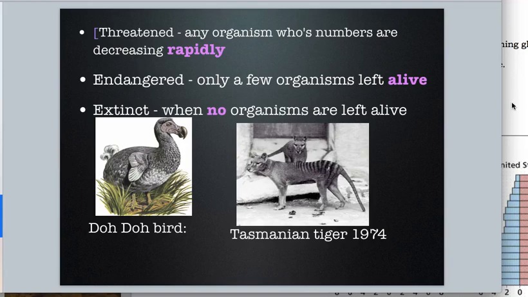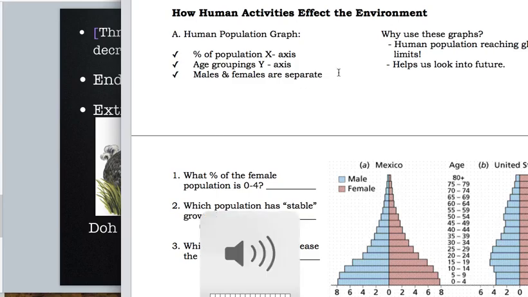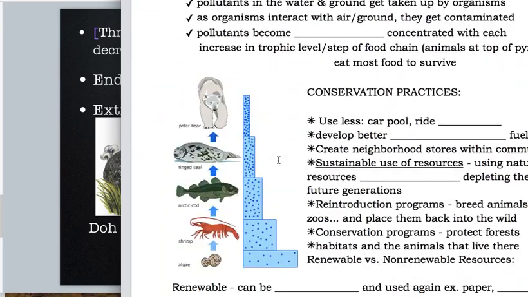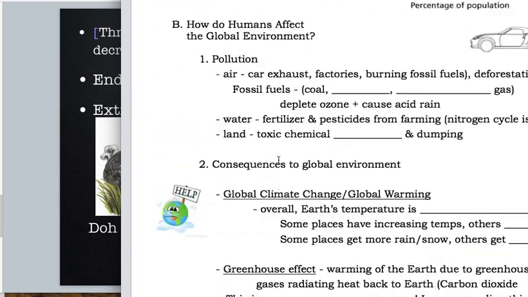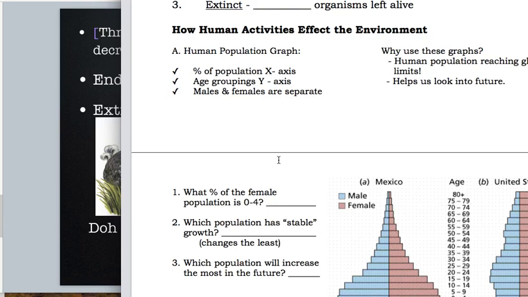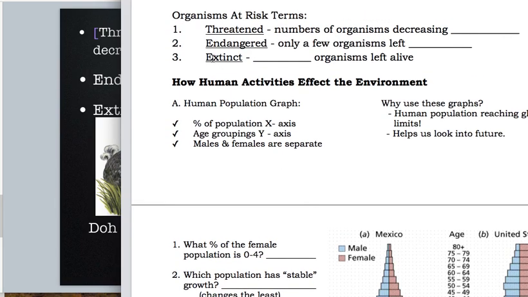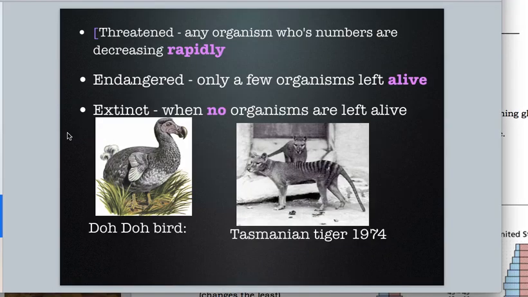Okay, so we are right here in the notes, how human activities affect the environment. And we are going to finish the rest of these notes. A lot of this, not the first part, but a lot of this is actually going to be a review. And we're actually going to start with this. This part is a review. So, how humans affect the environment.